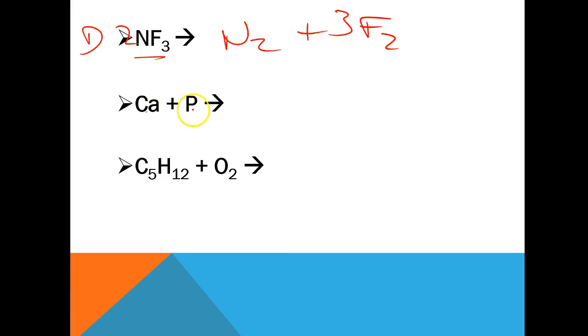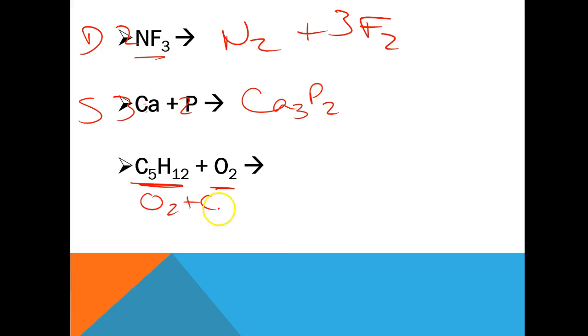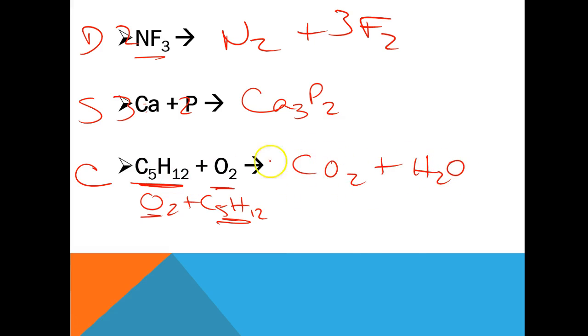This one, I see an element. Tells me synthesis. Drop and swap charges. Ca is positive 2, phosphorus is negative 3. And again, balance afterwards. Then I see hydrocarbon and oxygen. Could also be written this way. Doesn't matter. Hydrocarbon and oxygen tells me combustion. CO2 and H2O. Put a 5 and a 6 and an 8.